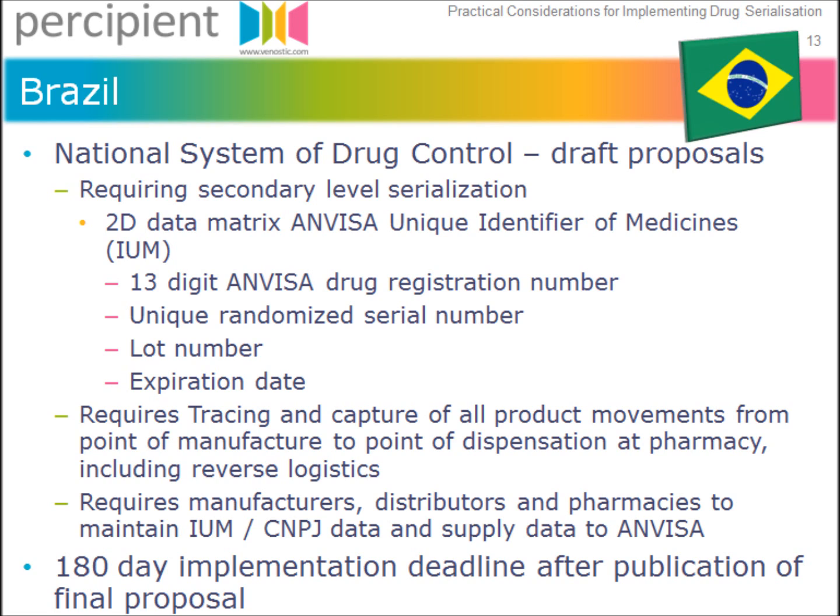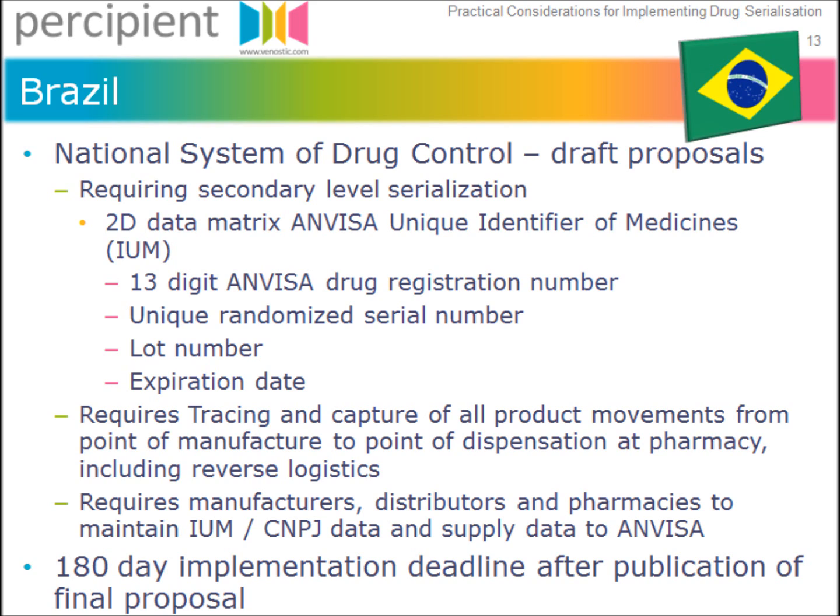And again, they're going to require manufacturers, but also distributors and pharmacies, to maintain this IUN number, this unique identification of medicines, and the so-called CNPJ data, which is data about your supply chain partners, but also to supply that information to them as well. It is a draft proposal. Again, technical details need to be worked out, but they have said that after the final proposal is published, there is only a 180-day implementation deadline. That really is something to watch.